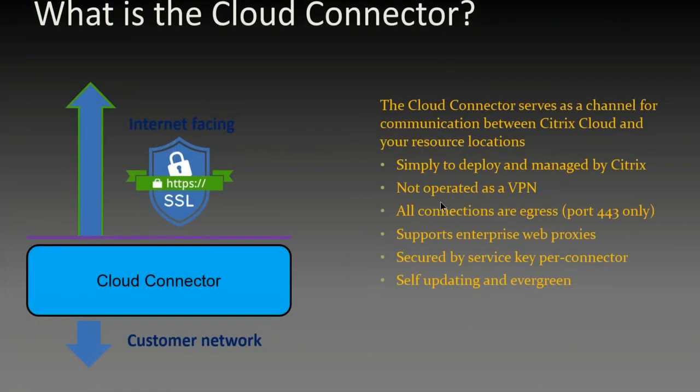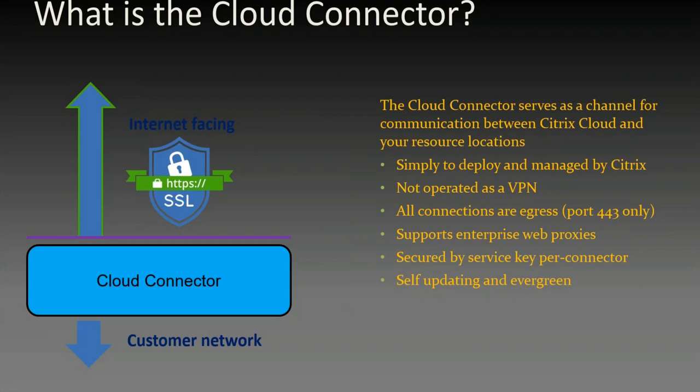This is an additional component. It takes 5 minutes to install. It's a very rapid deployment on the system, not difficult at all. There's not much you really have to worry about. This serves as the channel for communication between your on-prem system and the cloud-based prem. It's simple to deploy. Literally, you just install it. It's not operated as a VPN, so you don't have to worry about having a VPN on the system.